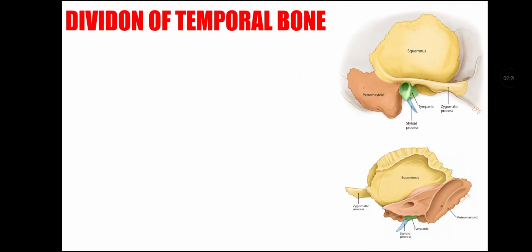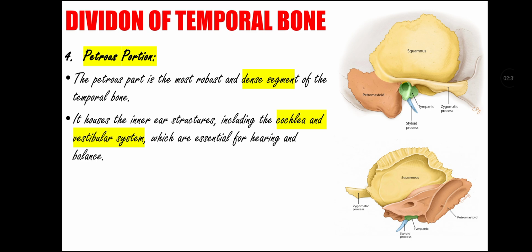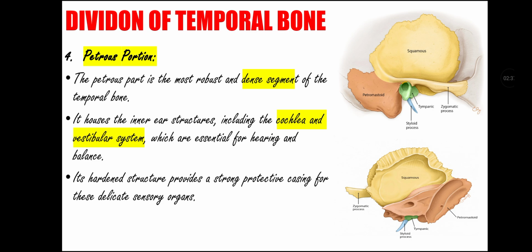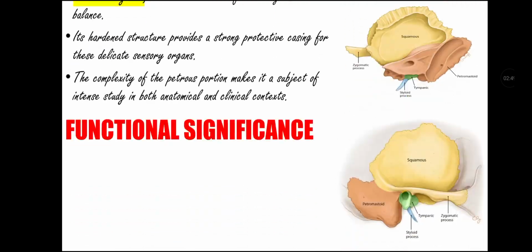and mobility. Next portion is petrous portion of the temporal bone, as you can see here in the diagram. It is the most robust and dense segment of the temporal bone. It houses the inner ear structures, including the cochlea and vestibular system, which are essential for hearing and balance. Its hardened structure provides a strong protective casing for these delicate sensory organs, and the complexity of petrous portion makes it a subject of intense study in both anatomical and clinical contexts.